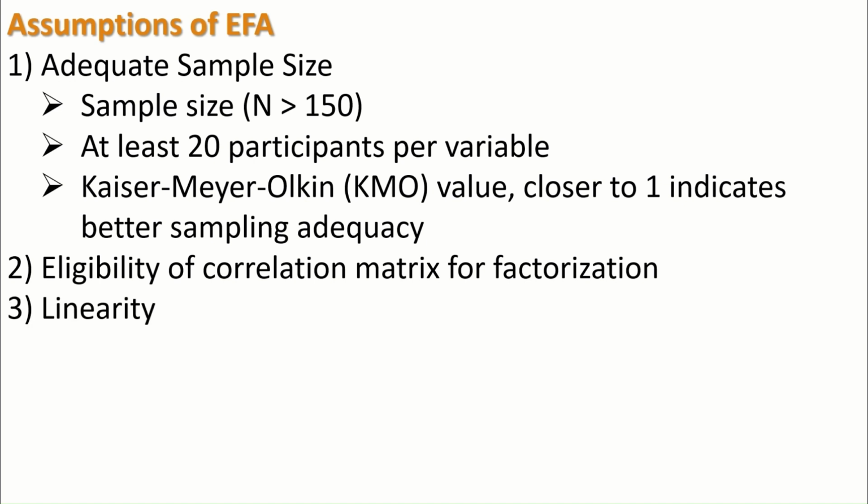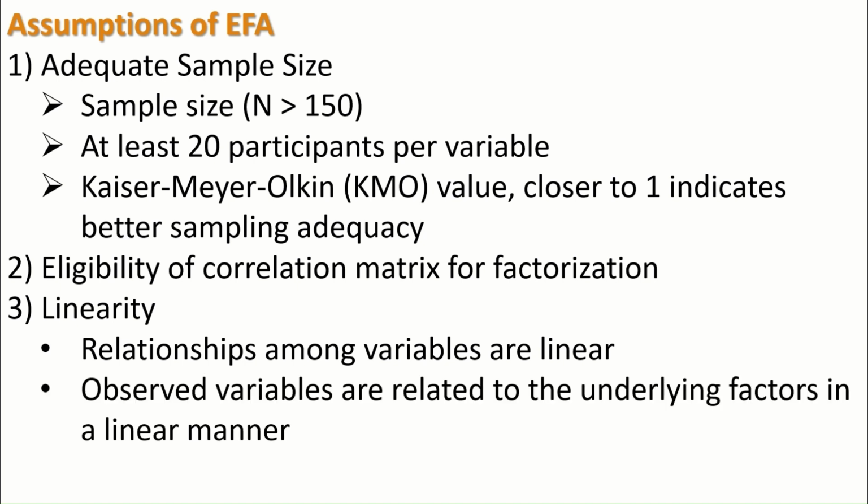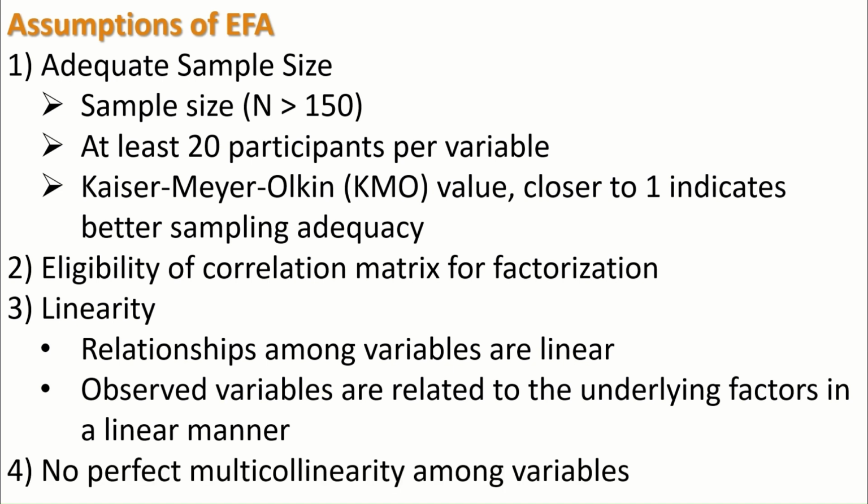The third assumption is linearity. There should be a relationship among variables, and those relationships are linear. So observed variables are related to the underlying factor in a linear manner. The fourth assumption: there is no perfect multicollinearity among variables. So variables should not have a high value of correlation or relationship.